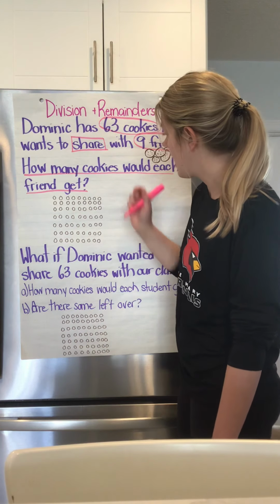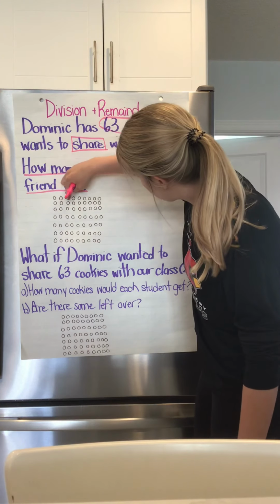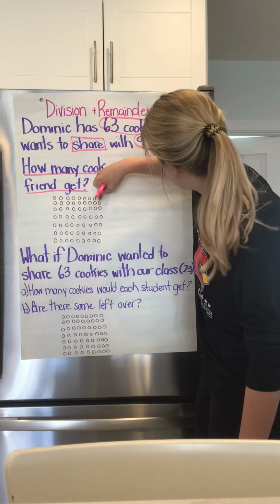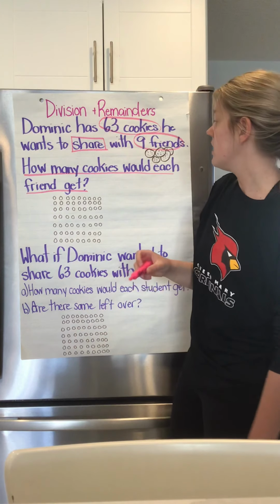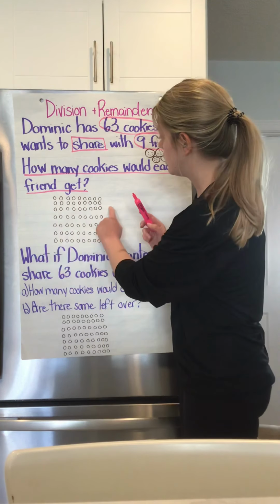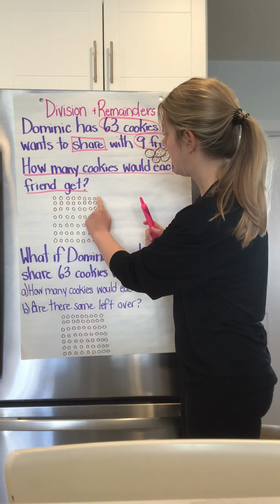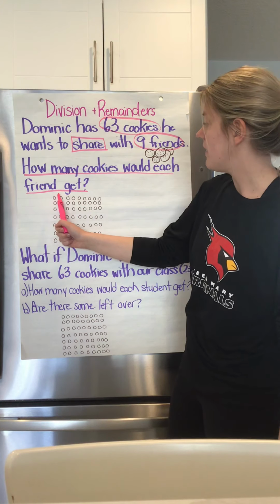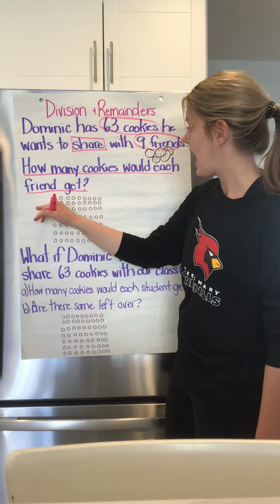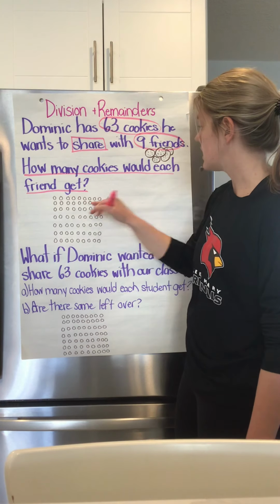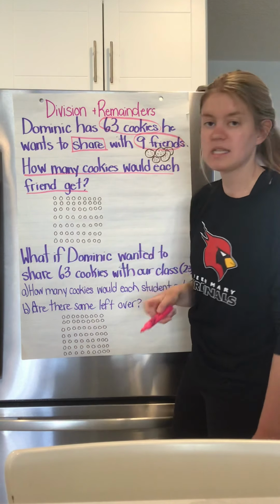So I probably want to count 1, 2, 3, 4, 5, 6, 7, 8, 9. Okay, so that's 9 friends. 1, 2, 3, 4, 5, 6, 7. So if I look at this, and I'm looking along the top here, 1, 2, 3, 4, 5, 6, 7, 8, 9, I know that these are lined up properly, and 63 makes even groups. So right here I have 9 cookies along the top. That means every row going down would be the amount of cookies that each friend would get.